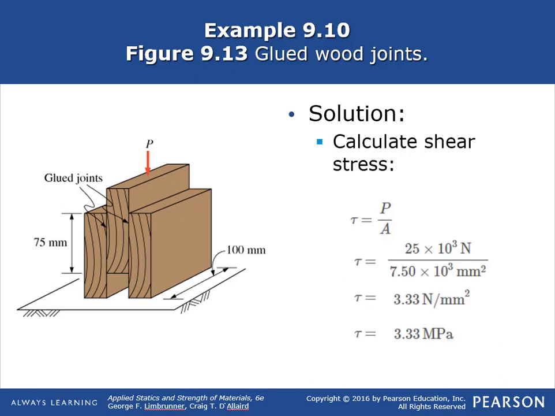And now that we have the load and the shear area per plane, we can calculate what the shear stress is. Okay, and that's P over A, which is 25 times 10 to the third newtons, divided by 7.5 times 10 to the third millimeters squared, and that gives us 3.33 newtons per millimeter squared, or in other words 3.33 megapascals. Okay, so where do we get megapascals from newtons per millimeter squared? Okay, let me show you.